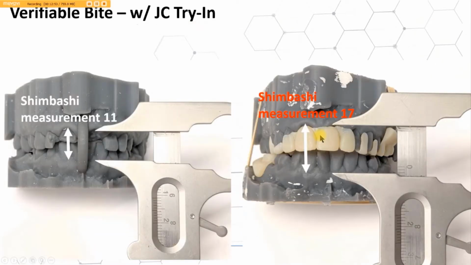The doctor will seat these, adjust them till they fit, equilibrate, and then do a dual scan technique. This is the same case. So this patient exhibited a very close bite, only 11 millimeters of space. And the case was opened.